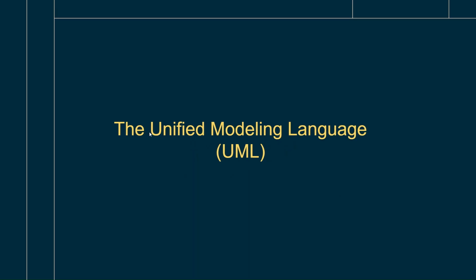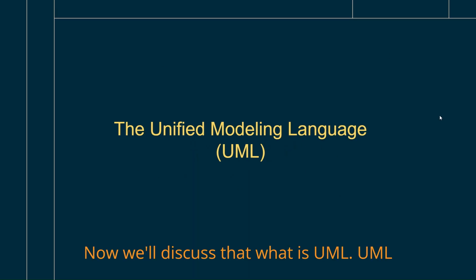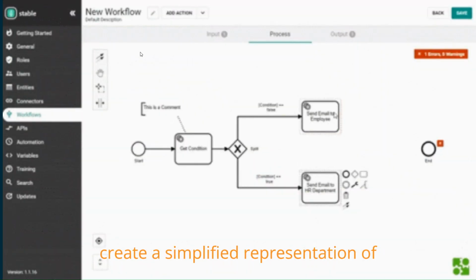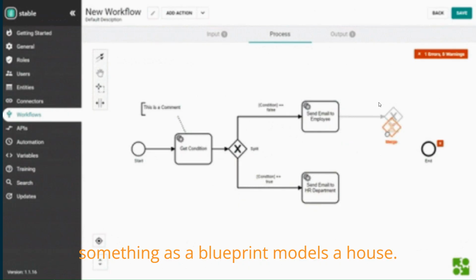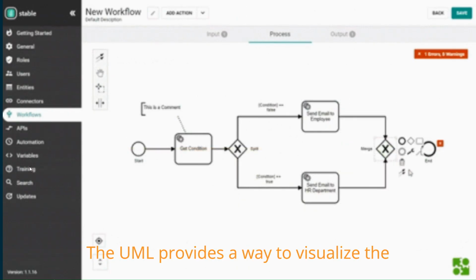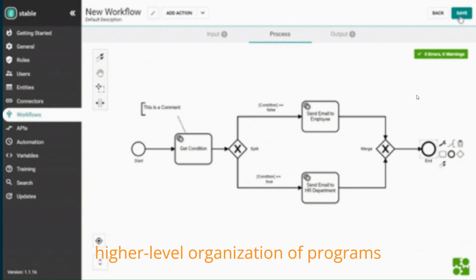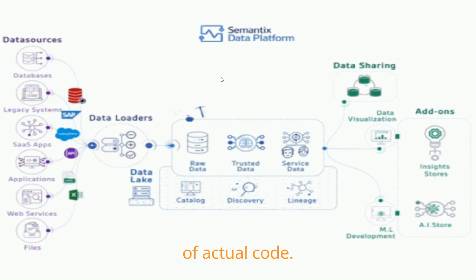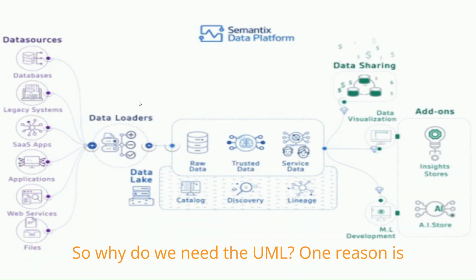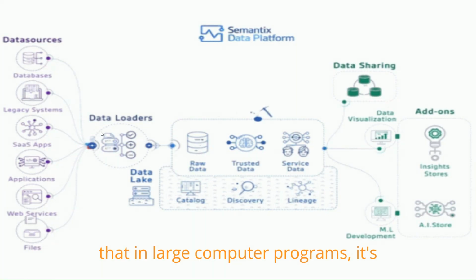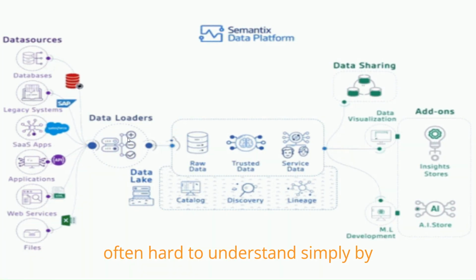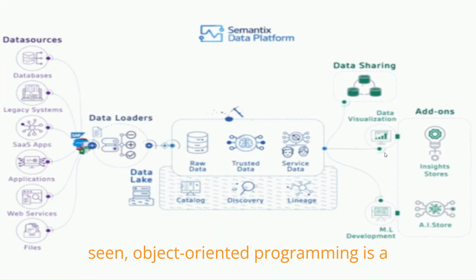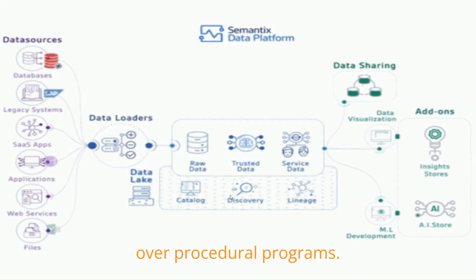Now we'll discuss what UML is. UML is a graphical language for modeling computer programs. Modeling means to create a simplified representation of something, as a blueprint models a house. The UML provides a way to visualize the higher level organization of programs without getting mired down in the details of actual code. So why do we need the UML? One reason is that in large computer programs, it's often hard to understand simply by looking at the code how the parts of the program relate to each other. As we've seen, object-oriented programming is a vast improvement over procedural programs.